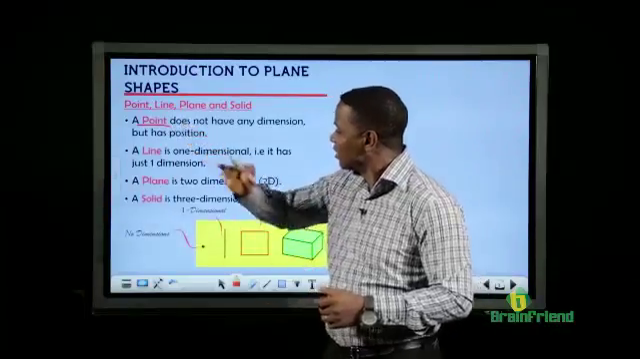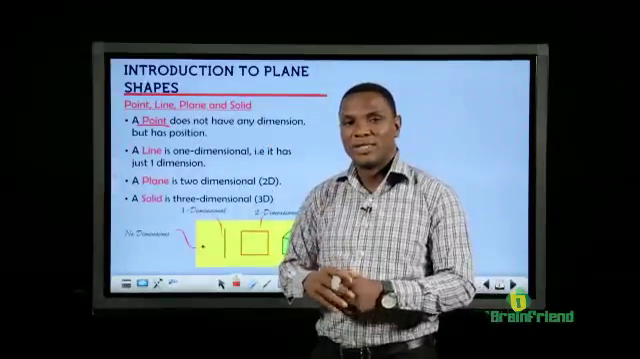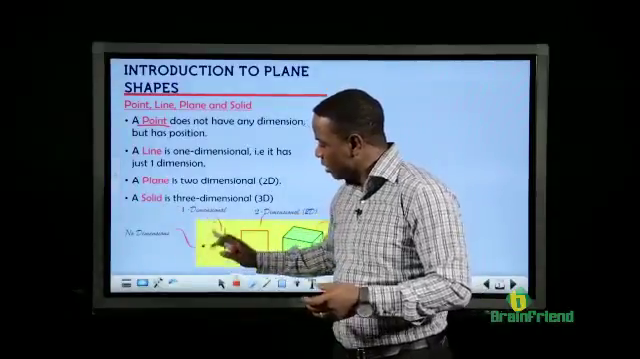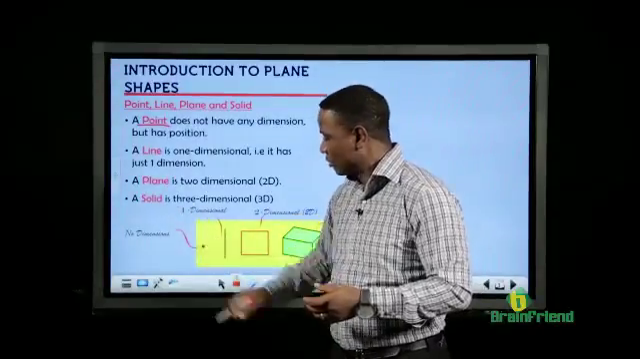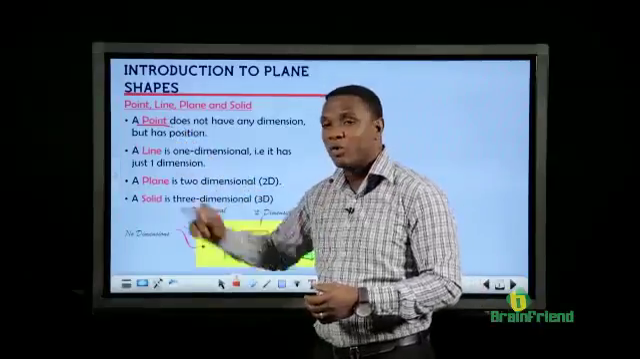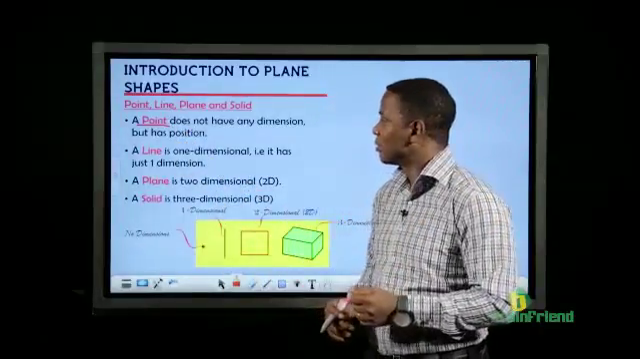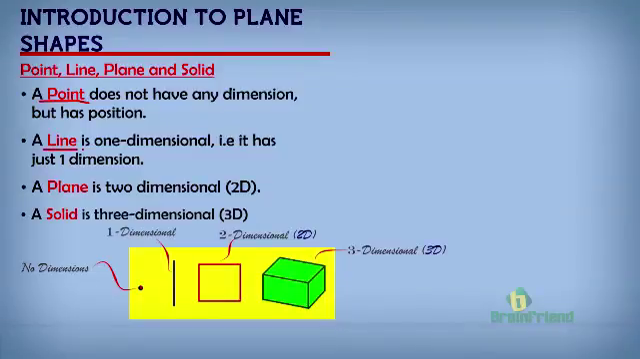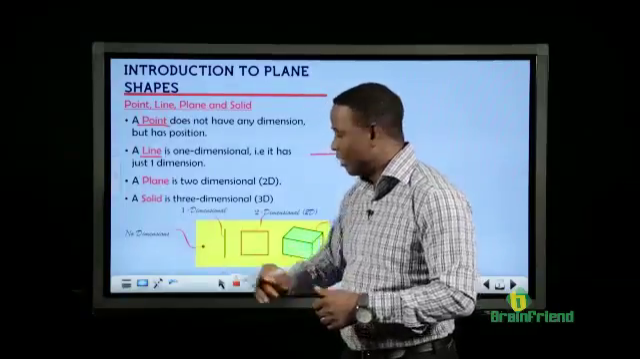Now, a point does not have dimension. It is stationary, as we can see. It does not move in any direction, but has a position. That is what we refer to as a point. Now, as we go on, we also have what we know as a line. A line is the connection between 2 points. So if I connected this point here to another point, I will have a line. And this is an example of a line.